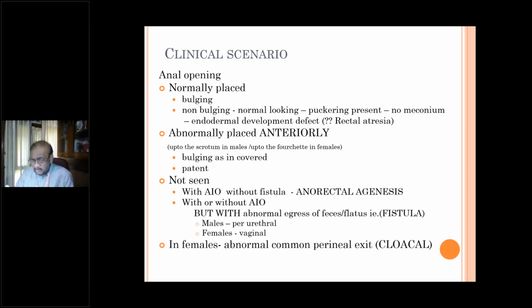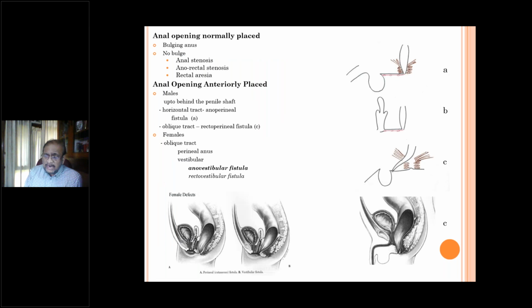And in the female, there could be one more defect, and that is a common perineal exit. Common means what? The urinary area, vagina, and the anus are all opening into one common opening, what is known as a cloacal defect, right? That is only possible in a female, hardly ever seen in a male.